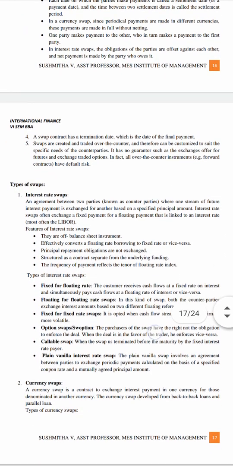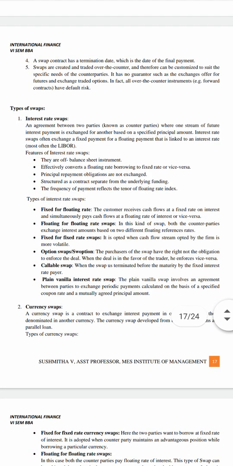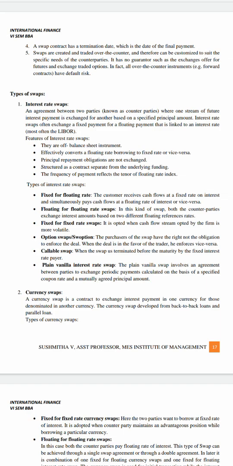Types of swap, very, very important. You have first the interest rate swap. Interest rate swap is where one party agrees to exchange the interest rate payment with the other party. So for a specific principal amount, one stream of future interest payments is exchanged for another, and that is called an interest rate swap.